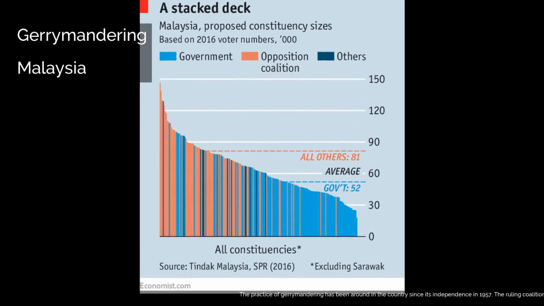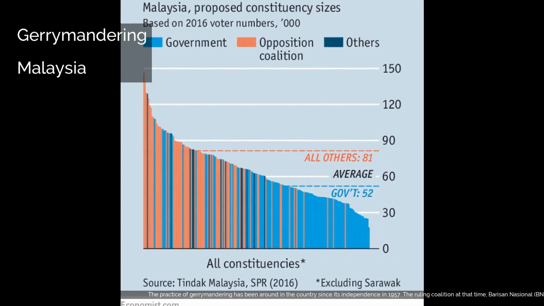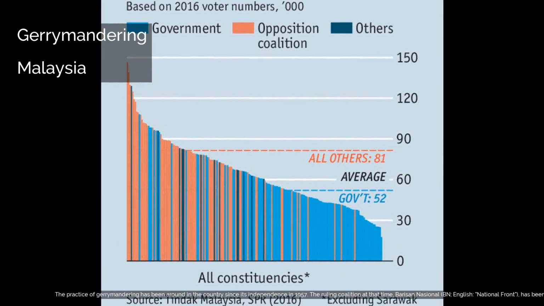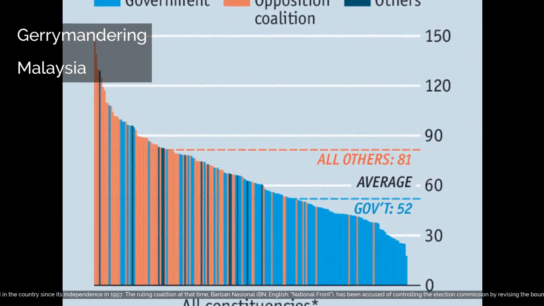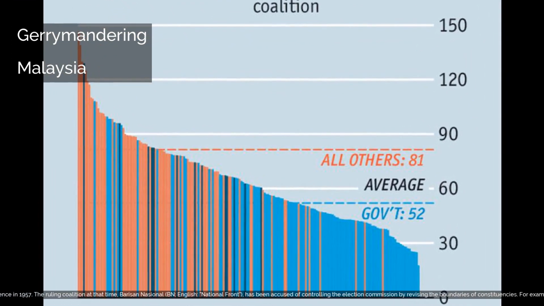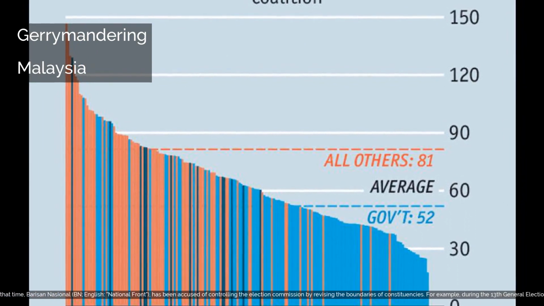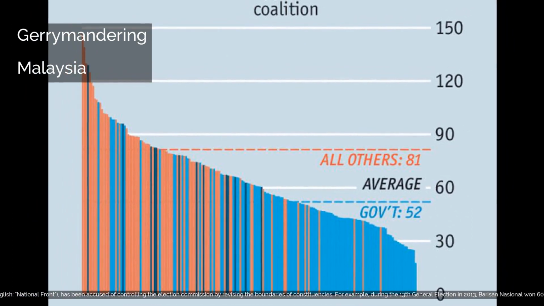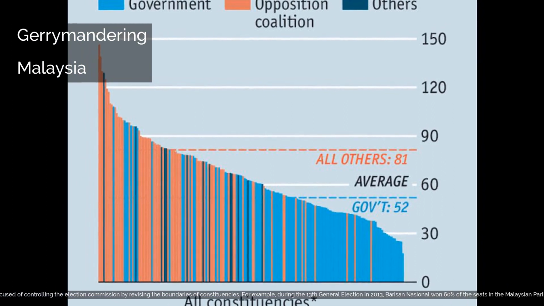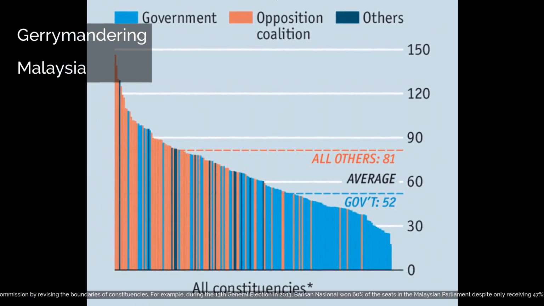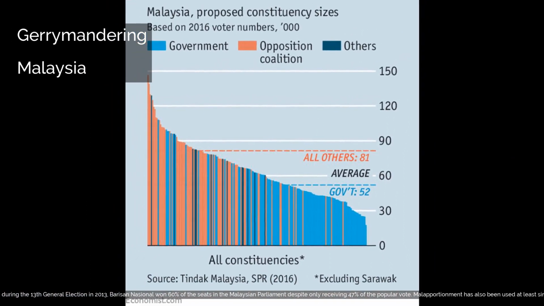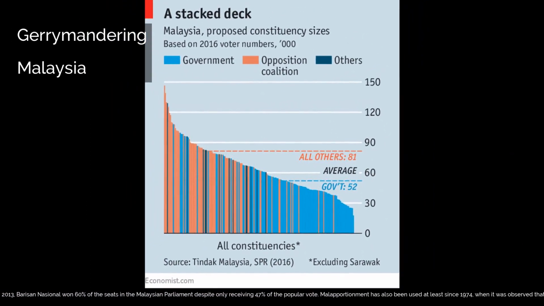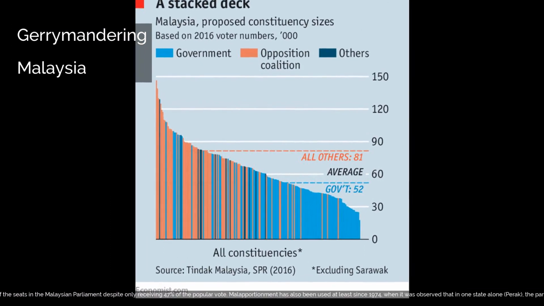The practice of gerrymandering has been around in the country since its independence in 1957. The ruling coalition at that time, Barisan Nasional (BN), English: National Front, has been accused of controlling the election commission by revising the boundaries of constituencies. For example, during the 13th general election in 2013, Barisan Nasional won 60% of the seats in the Malaysian parliament despite only receiving 47% of the popular vote.